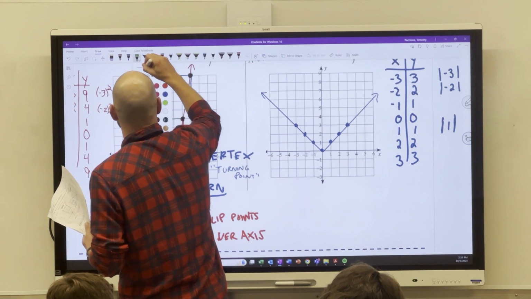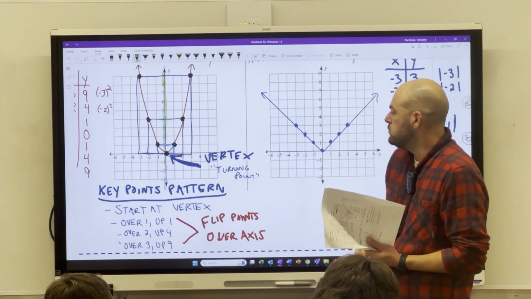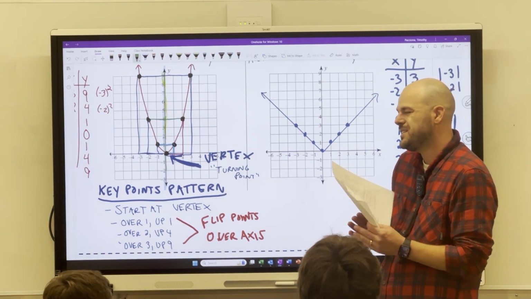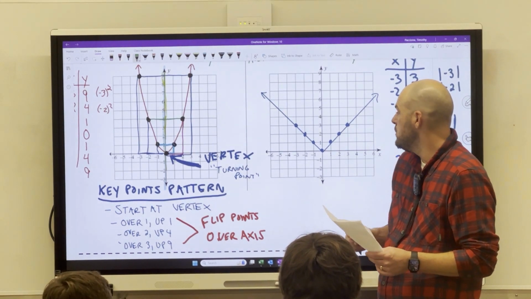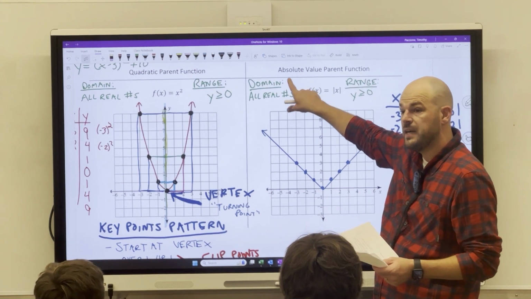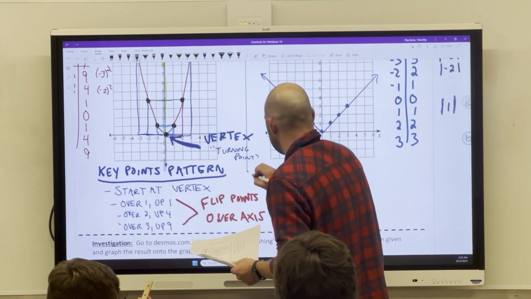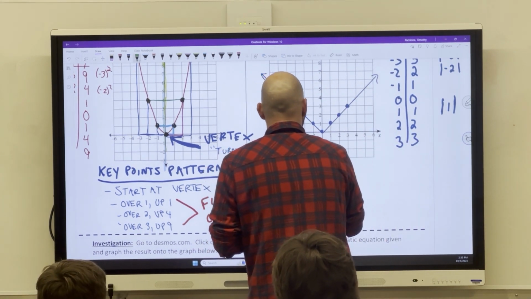Mr. Sean, is that the over 1, up 1, is that gonna be the same for all of them? For all parabolas, for all quadratics, unless they're stretched, but that's a lesson far in the future. So for the second one, are we gonna do the same thing? We're gonna find the pattern for the absolute value function, and that'll be a different pattern, okay? So you wanna know the patterns for each one. All right, so same thing, the pattern.